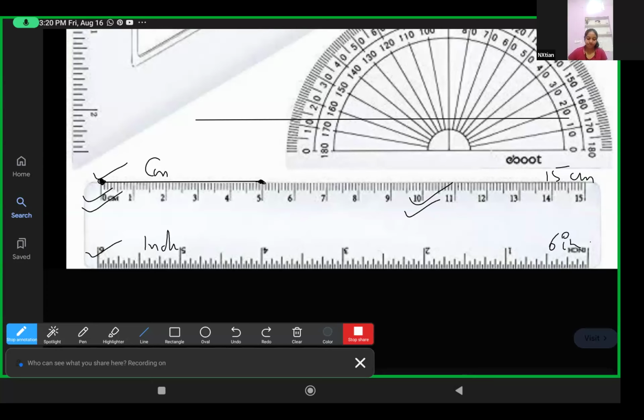Ma'am, how long can scales be? 30 centimeter. 30 centimeter and 45 centimeter are also there. No, 45 centimeters are not there. Ma'am, you live in Ajmer, Rajasthan. That's why there are 45 centimeter scales. Ma'am, but the industrial scales are at least 100 centimeters, maybe. No. Industrial, ma'am.